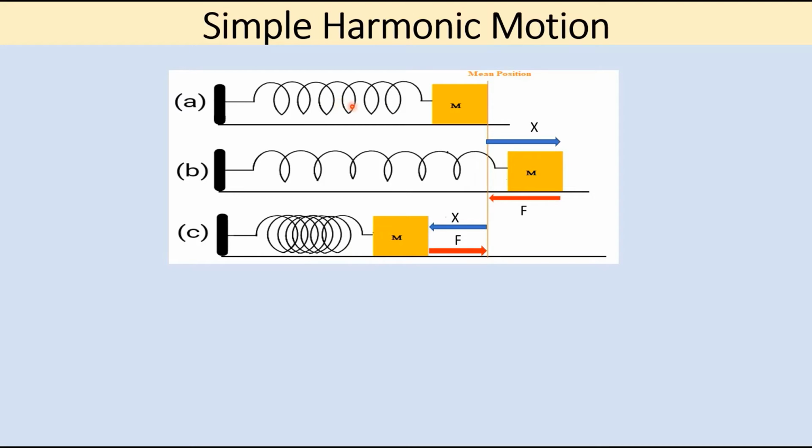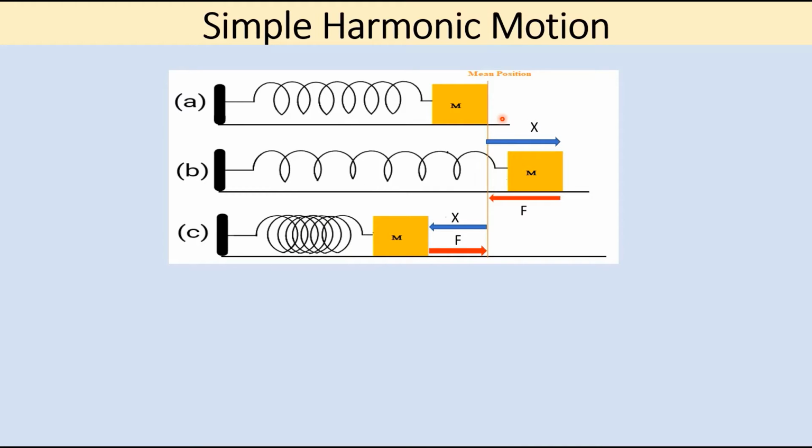Consider a spring of which one end is fixed to a rigid support and the other end is attached to a mass resting on a perfectly smooth horizontal surface. If we pull this mass through a certain distance, a restoring force is developed in the spring which tries to bring the mass back to the equilibrium position. On releasing the mass, it vibrates about the mean position. This is called simple harmonic motion.